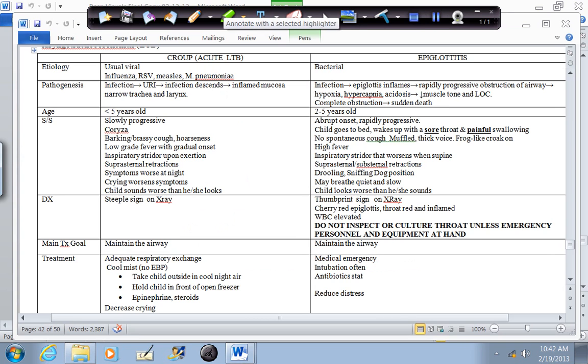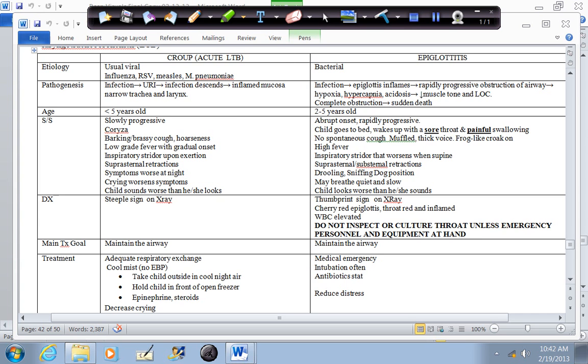So the cause of croup, laryngotracheobronchitis, is usually viral: the flu, RSV, measles, and there is one bacterium that can cause it, the pneumonia bacterium. For epiglottitis, the etiology is always bacterial. It's most commonly Haemophilus influenzae, streptococci, or staphylococci that will cause epiglottitis.